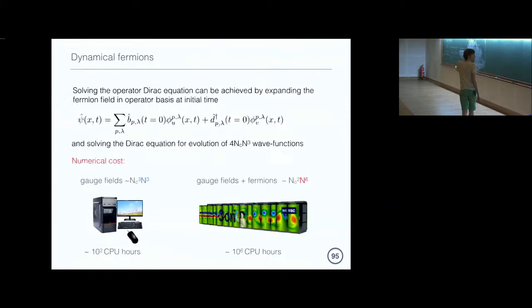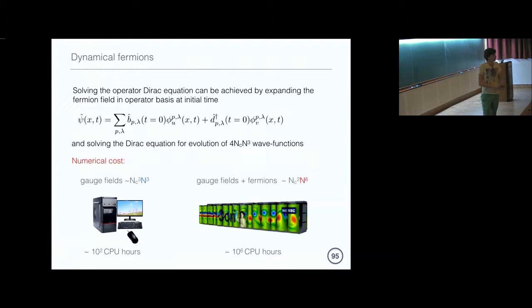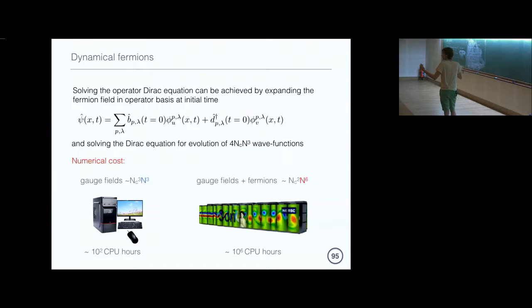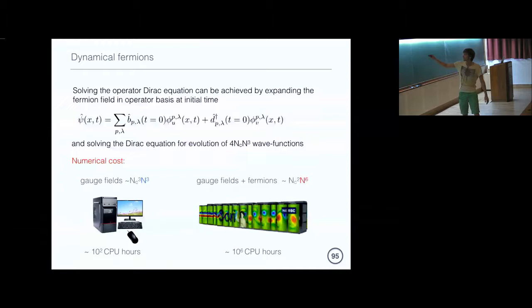The problem with that is that this is extremely expensive. Previously we had one classical field, a field in the three spatial dimensions, and we solved one equation of motion to propagate it forward in time. Here, each of these wave functions is a three-dimensional field, and you have to solve for the time evolution of each of them. How many wave functions do you have? The number of wave functions is the dimension of your Hilbert space. For an SU(N_c) theory, this would be 4, which is the spin and the particle-antiparticle degeneracy, times the number of colors, the color degeneracy, times the size of your lattice. So while the numerical cost for the gauge field goes something like N_c cubed times the number of lattice sites cubed, for fermions this goes as N to the 6, or the number of lattice sites to the 6. And so this is really a problem.